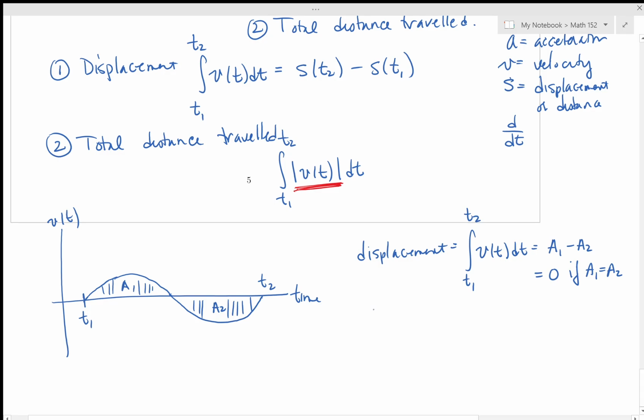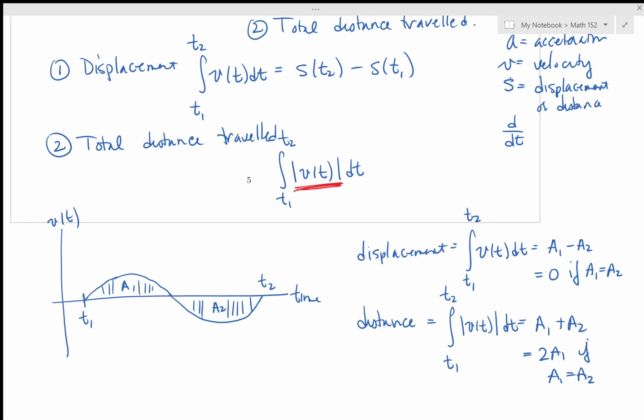However, the distance that I go during this time will be the integral from t1 to t2 of the absolute value of v of t dt, and that will be A1 plus A2, and that will be equal to 2A1 if A1 is equal to A2, as intended in my drawing. So that's a big difference from the displacement. If we have a velocity profile like this, the displacement is 0. I basically end up where I started from, but the distance traveled is not 0.